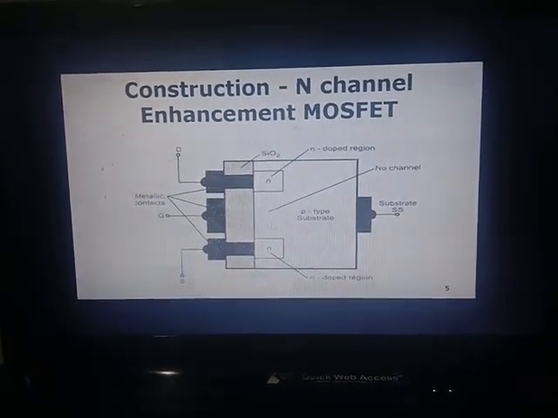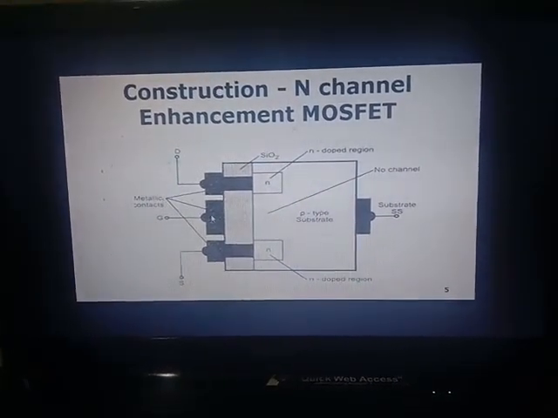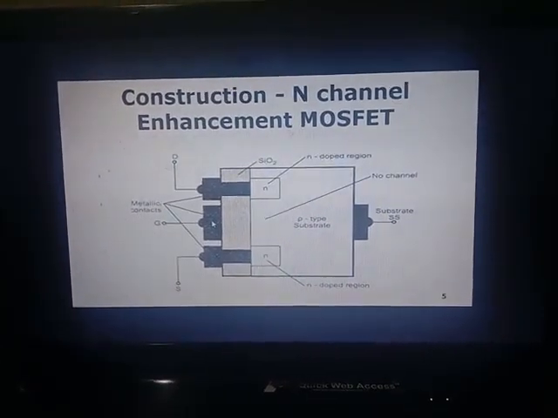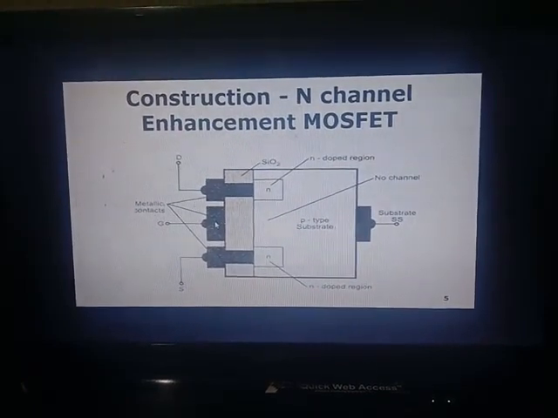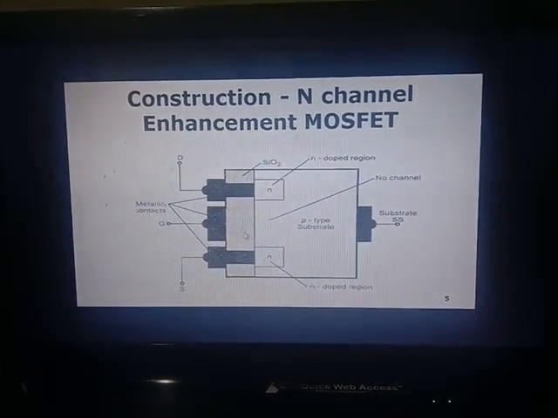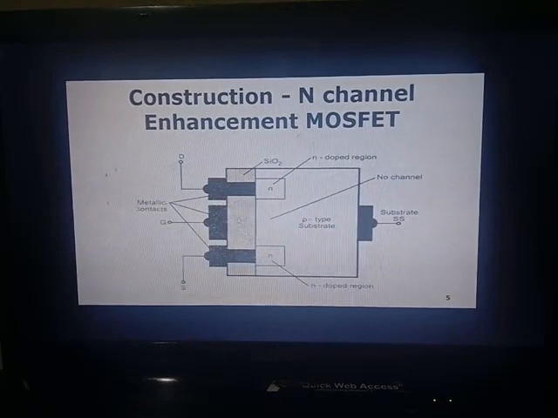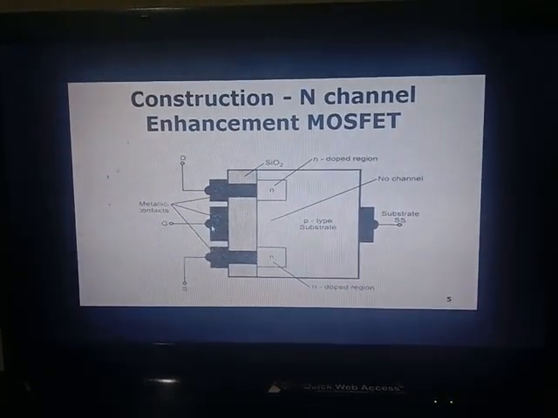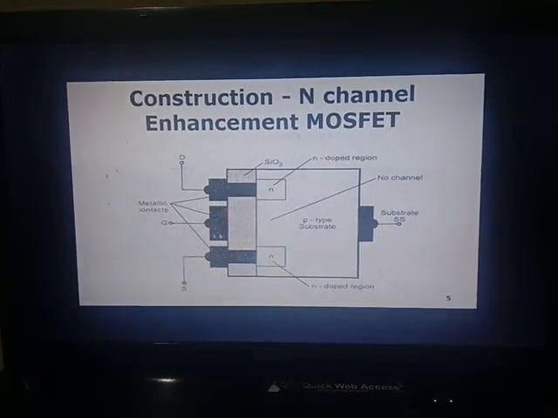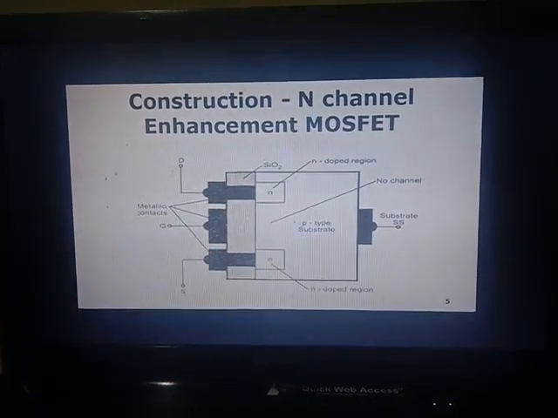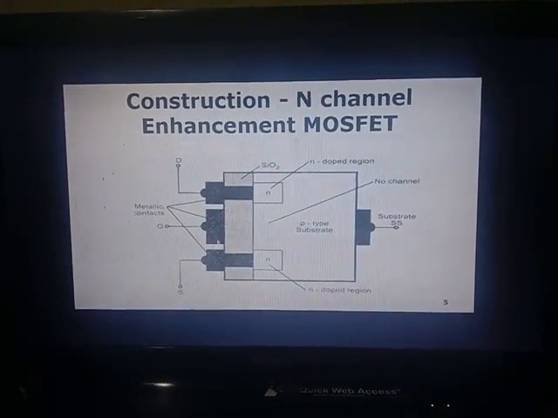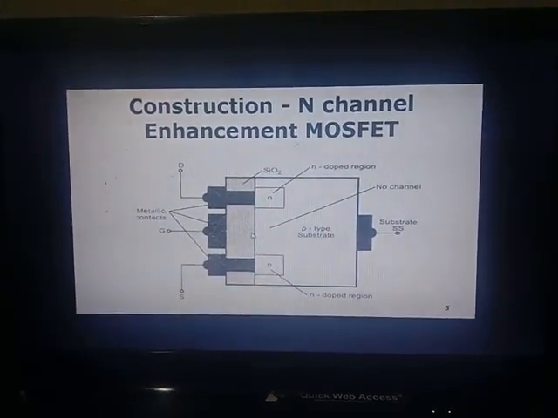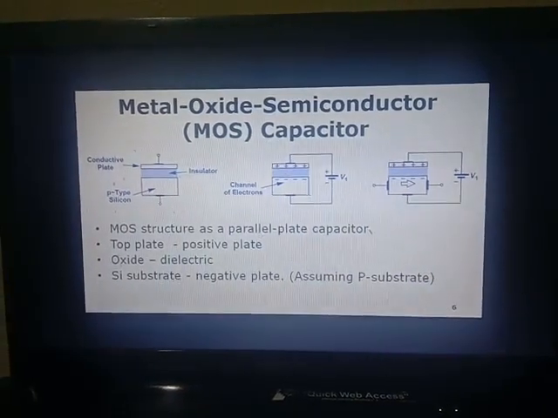This side we will have the p-type semiconductor. This p-type semiconductor and metal are going to create a capacitive effect. In between we will have a silicon dioxide layer, which is going to act as dielectric. So this particular part is going to create a capacitive effect in the N channel enhancement MOSFET.